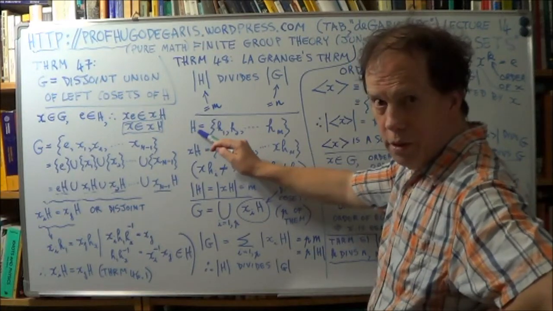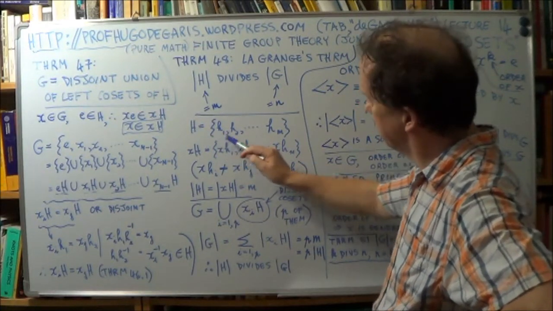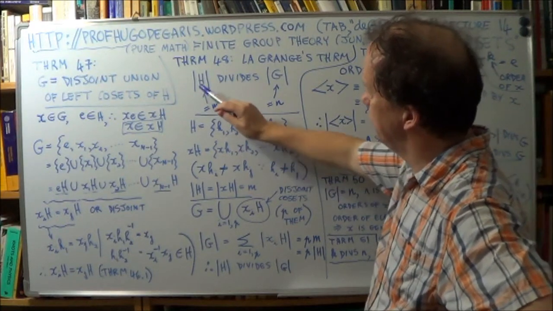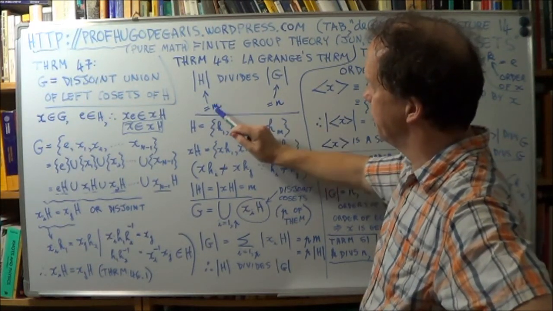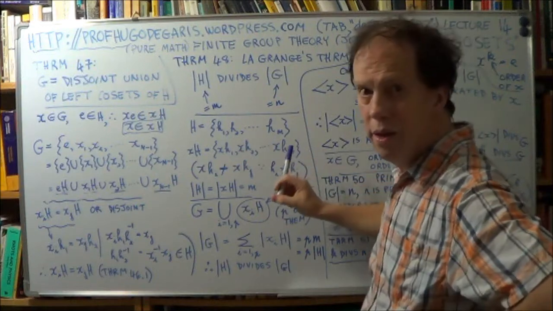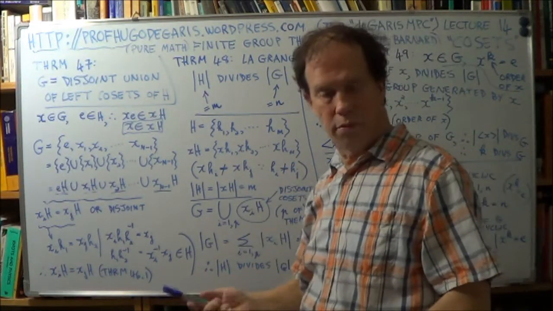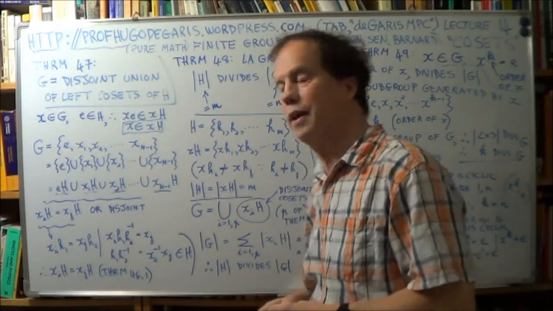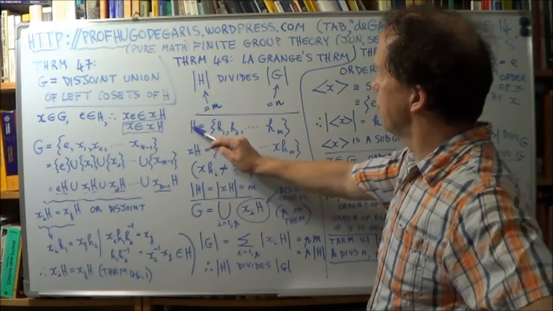Let this be your subgroup. Put an M here because we assume the size of your subgroup is M, so you'll have M elements by definition. What is the order of a group? It just means the number of elements that it has. So the order of this is M.